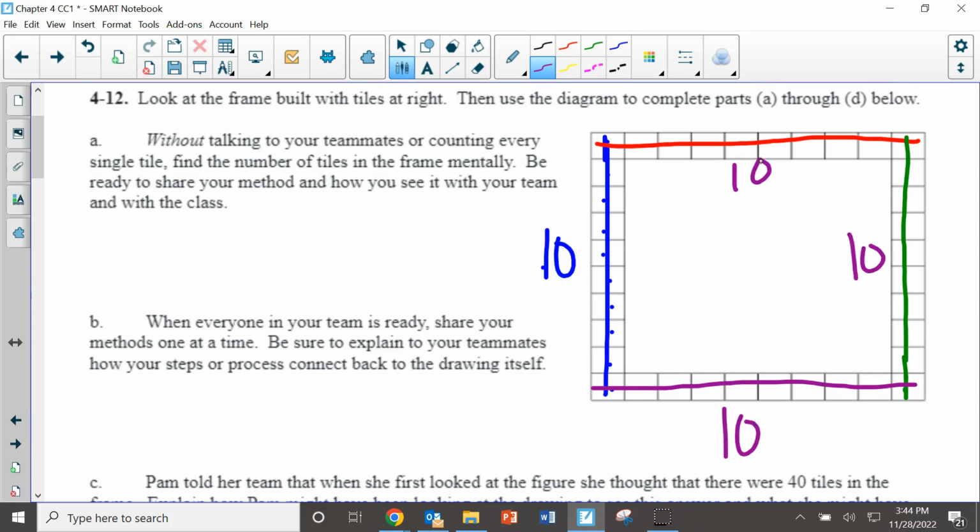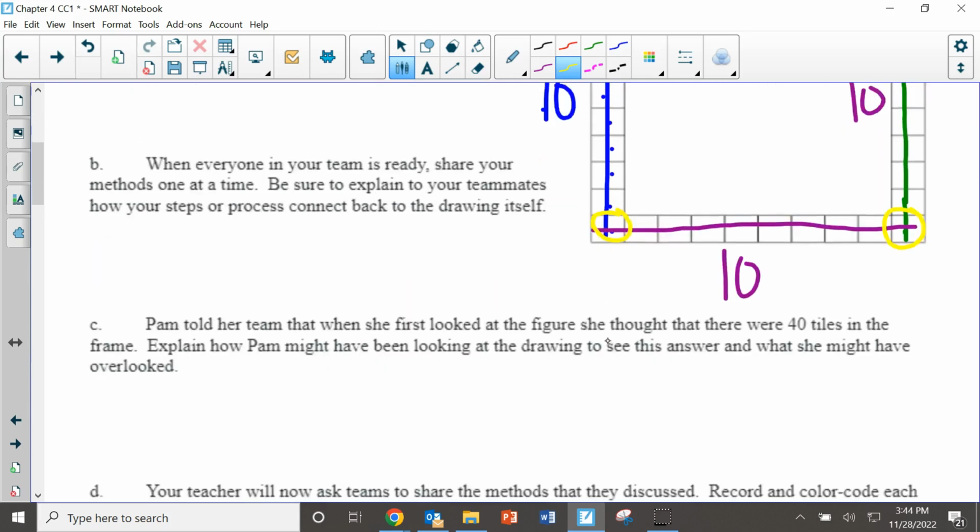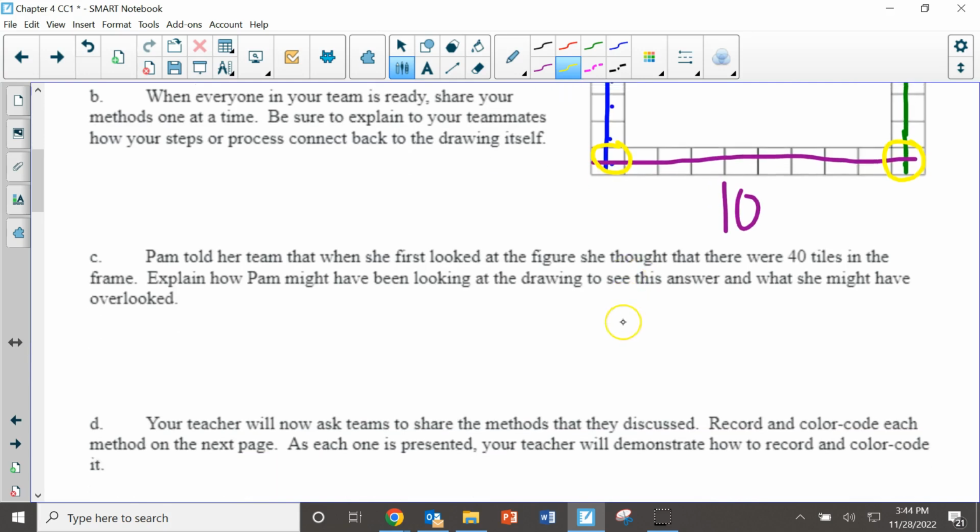What do you notice about the way she solved that? Is there anything that stands out to you? Hopefully you see that these sides have an overlap. So her strategy didn't work because when she counted, she was technically counting those corner pieces twice, and in a frame, they're not there twice.